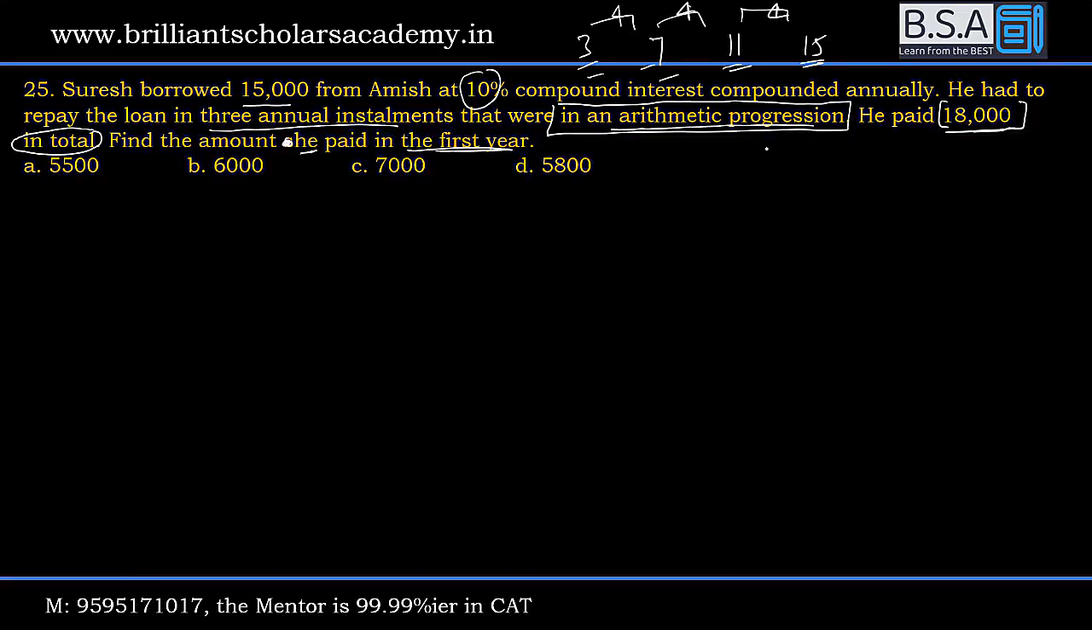And one very simple way to solve an AP is, see, if I assume the middle value as x, the next value as x plus common difference, and the previous as x minus common difference. When I add these, I have 3x is equal to 18,000. That means the second year payment was 6,000. If you make the second year payment 6,000, the AP can be increasing, and it can also be decreasing.